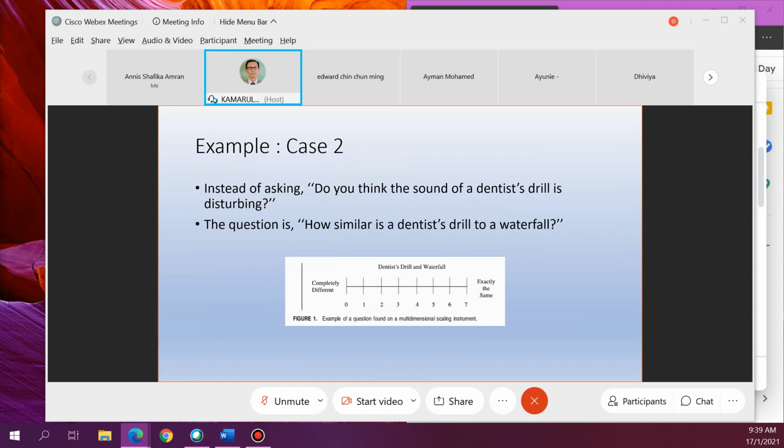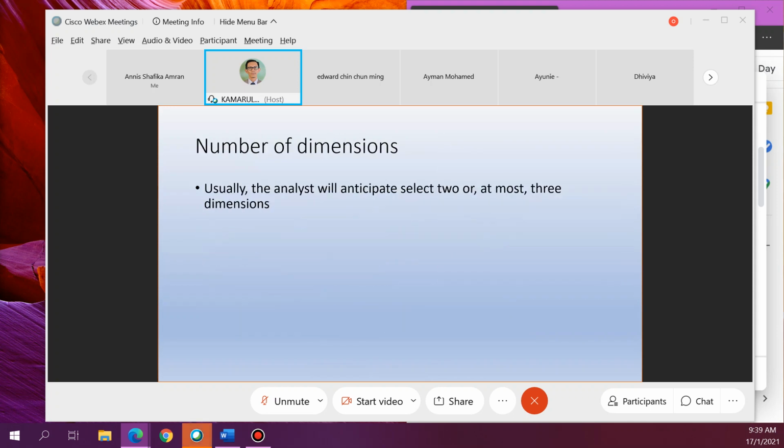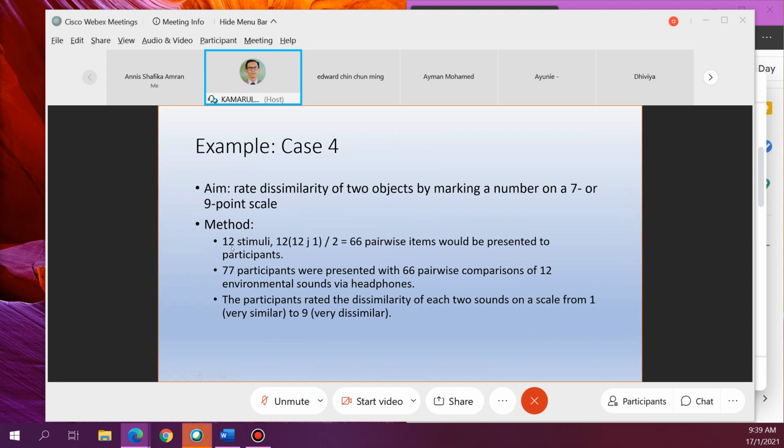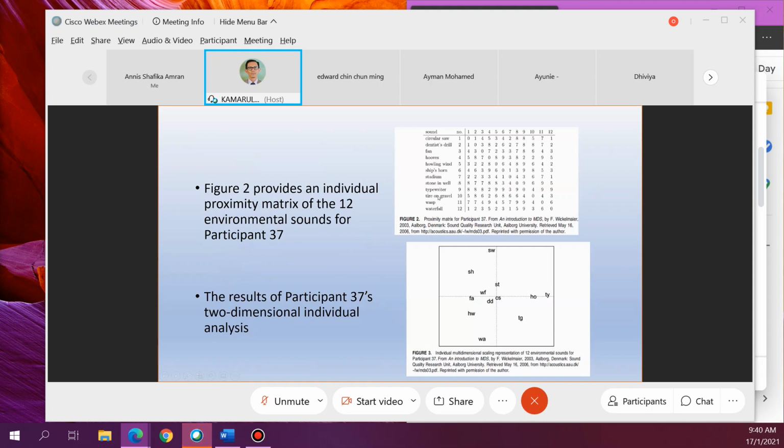Remember the example that I showed you just now with the waterfall and dentist drill. Okay, this is a 7 unit scale, but you can have up to 9. So let's say you have 12 stimuli or 12 tests. 12 times 11 divided by 2, that is 5.5 times 12, you get 66 pairs that the subjects must evaluate. So you give this to 37 participants, and then you can have these two results. This is the proximity matrix, and this is the multidimensional scaling map.